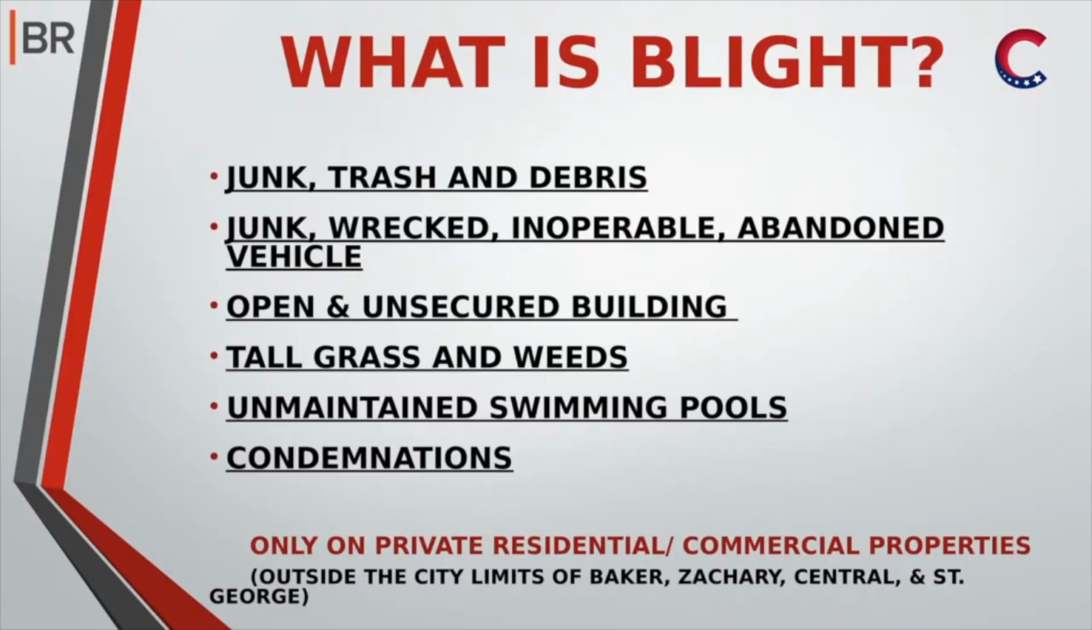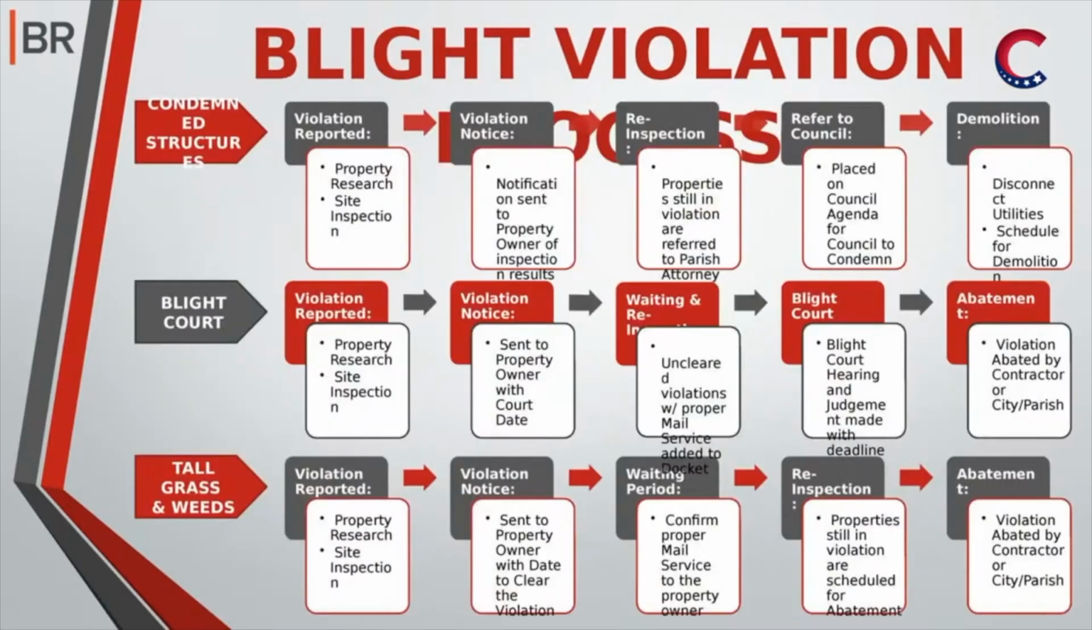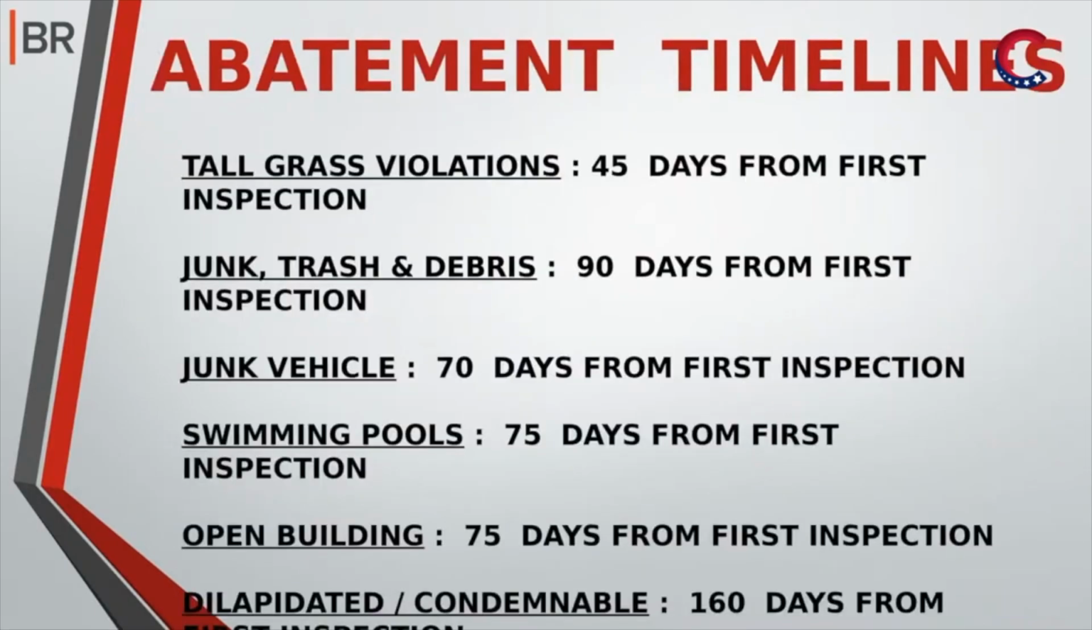If we advance a couple more slides, I have a little slide that tells us what some time frames are that we can expect. Because we're having to go investigate this, and then we have to send some letters and some mail, except for tall grass and condemnations, everything goes to what we call blight court. That happens every 2 weeks. And so we're sending the letters out.